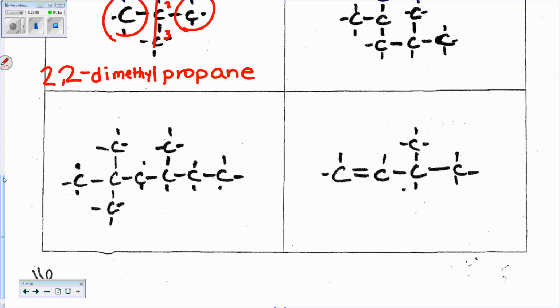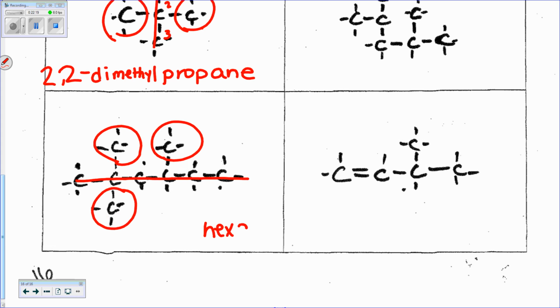I'm going to do one more and let you do the last 2. So I have, let's see how many I can touch across. 1, 2, 3, 4, 5, 6. I've got a group hanging off here, a group hanging off here, a group hanging off here. So let's name my 6 across. So hex, ane because single bonds.